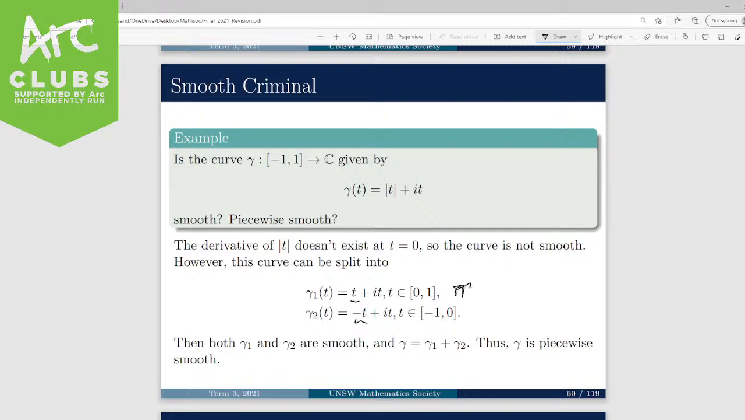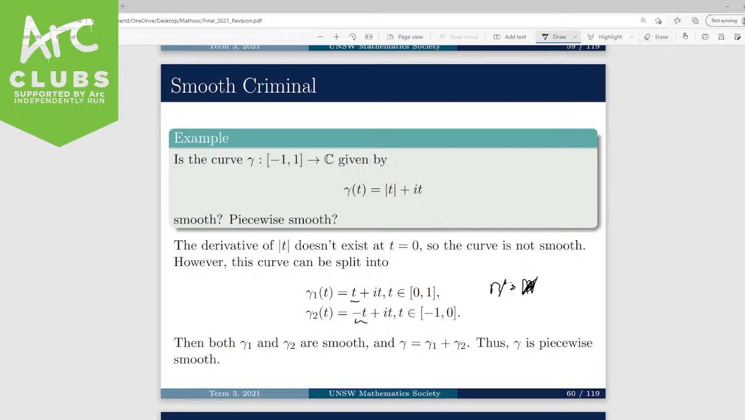So like your gamma 1, whoa, yeah, yeah, it only gets worse. Okay. So your gamma 1 dash would just be, I think my pen broke.